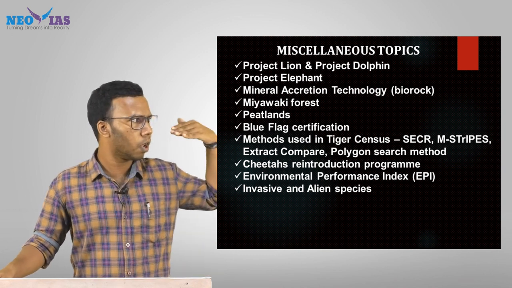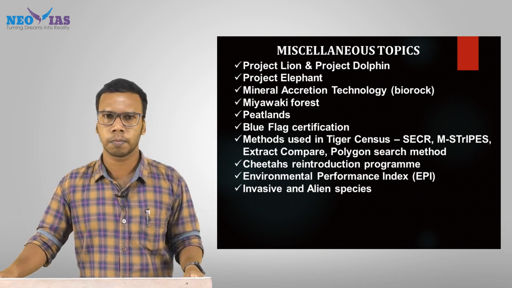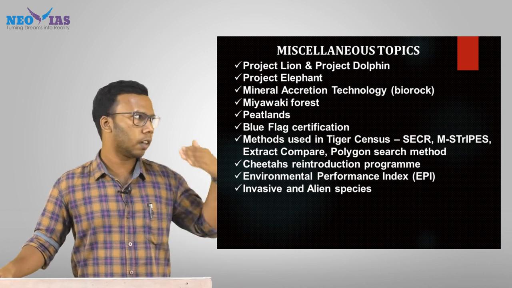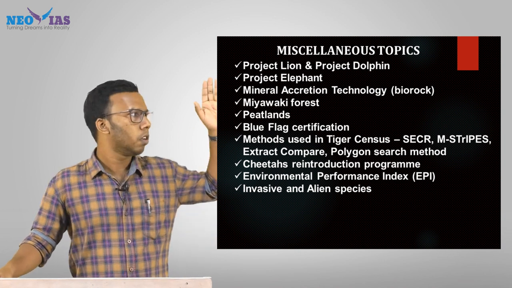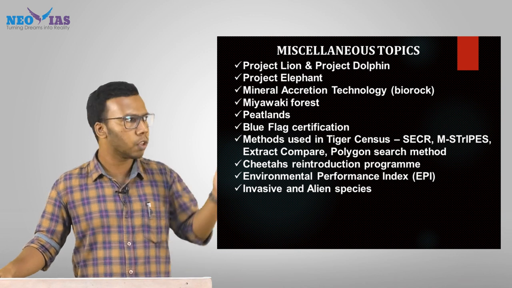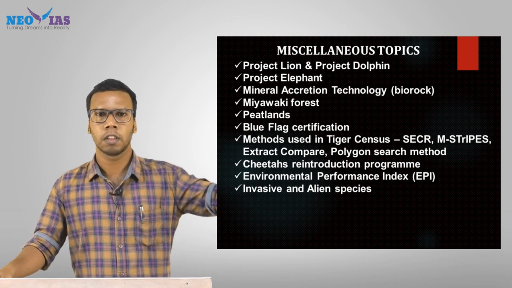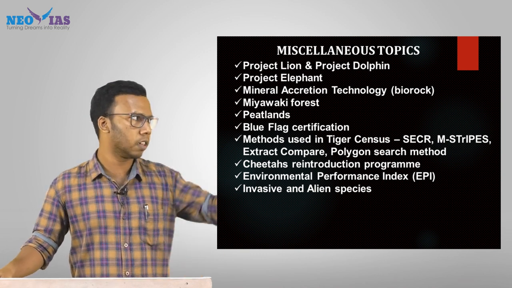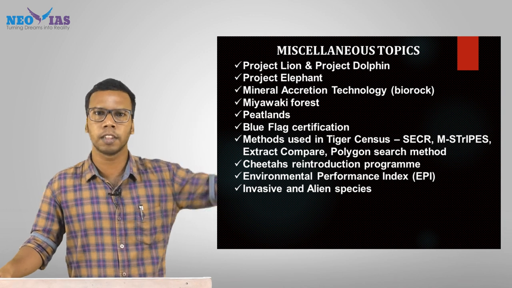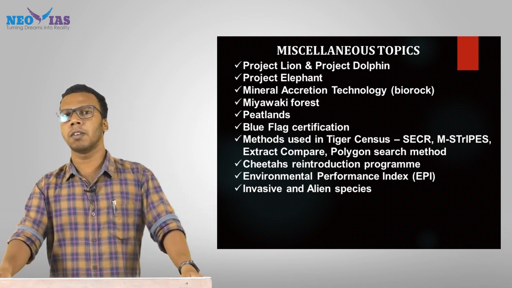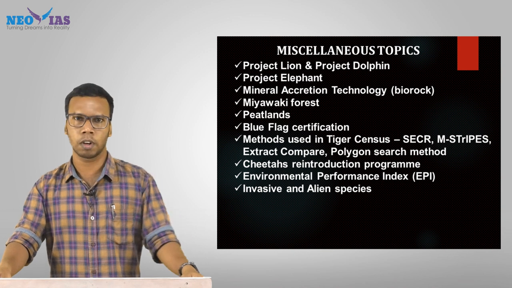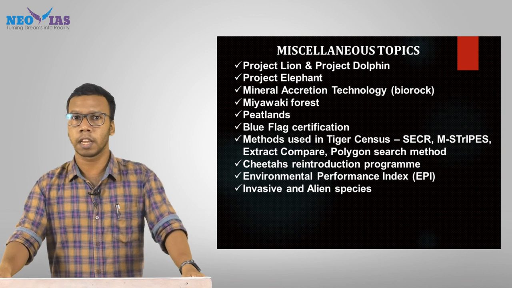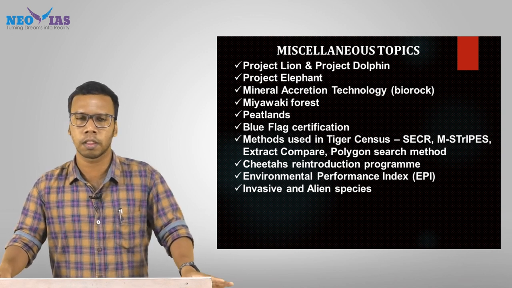Then you need to know about the methods used in the tiger census. We know that India has the largest number of tigers, right? And we conduct the tiger census. For example, UPSC already asked a question regarding M-STRIPES, which is one of the methods used in the tiger census. Other methods are SECR, M-STRIPES, extract compare, and polygon search method. One point you have to note down is that only the adult tigers are counted. The cubs are not counted in the tiger census. So that's a point you have to remember.